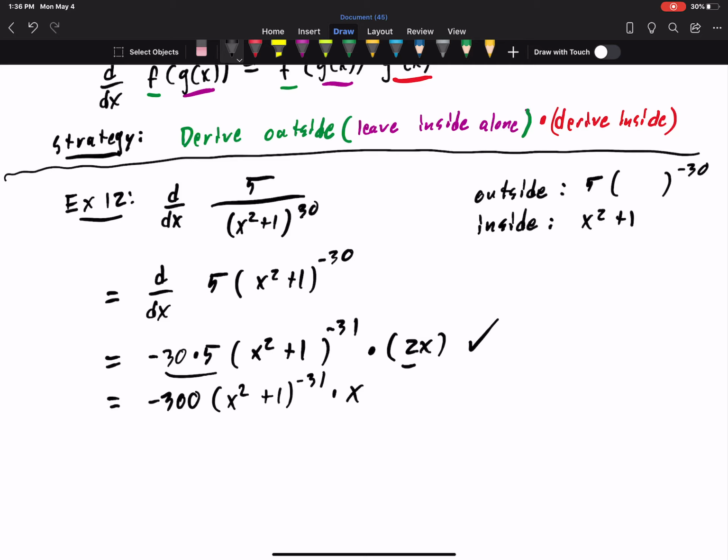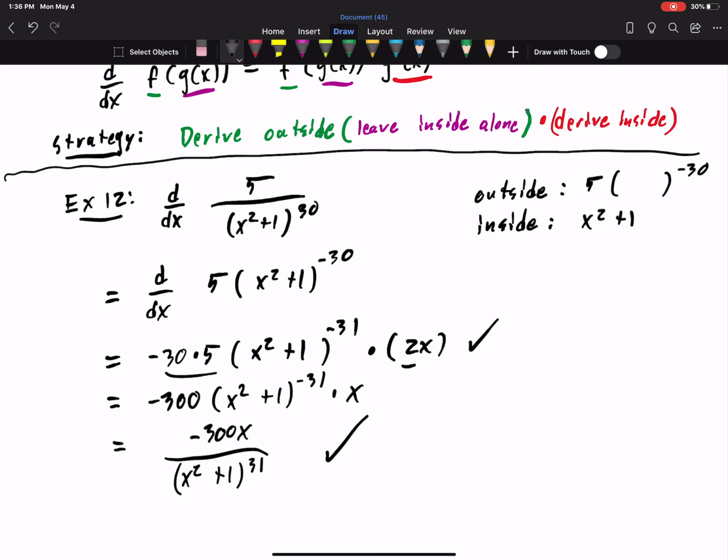All right, now we have this negative exponent that we need to deal with. Negative exponent means it's in the wrong part of the fraction. So we're going to move it back down to the denominator where it belongs. So this gives us minus 300x over x squared plus 1 to the positive 31st power, because now it's in the right part of the fraction where it belongs. All right? So with that, that is completely simplified. Nothing more we can do. Looks pretty. Good solid answer. And we're done with that.